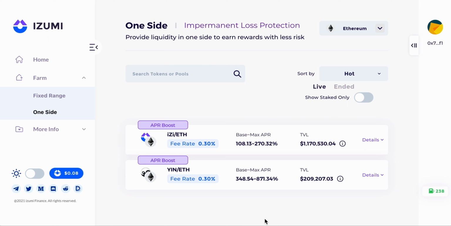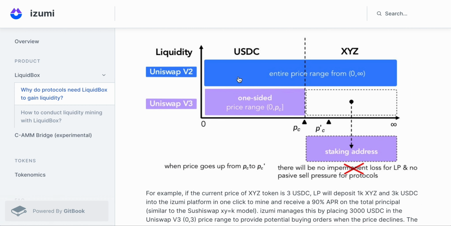In addition to providing the liquidity reward for stablecoin trading pairs, Izumi Finance can also provide a liquidity reward for non-stablecoin trading pairs. This is our unique innovation, one-side. In the following video, we will introduce the technical features and details of one-side. In this video, I will briefly introduce one-side.